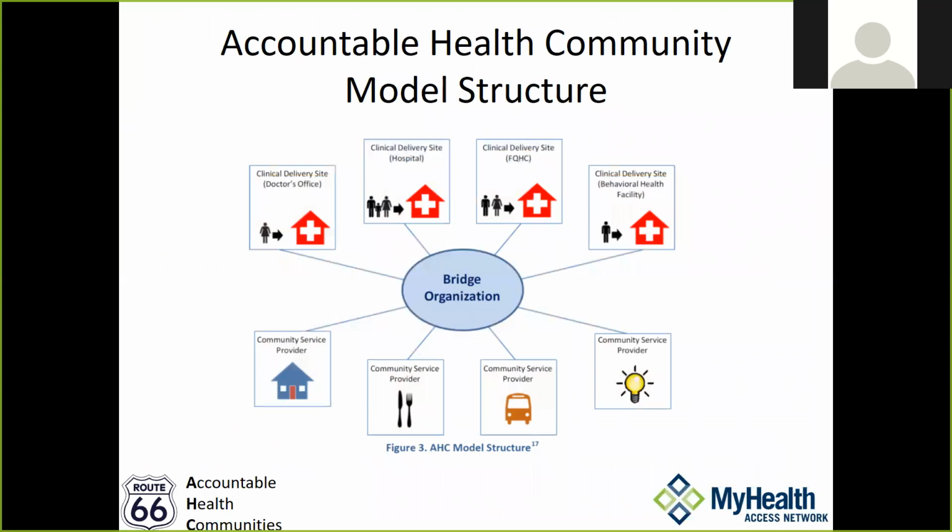So this is basically the model. The model is to take the delivery sites, whether they're the outpatient clinics or the hospitals or the federally qualified health centers or behavioral health facilities, and connect them in a meaningful way with the social service agencies in the community. And here you see 4 of the 5 focus areas, including housing, transportation, food, and public utilities. And the 5th is domestic violence and family violence.